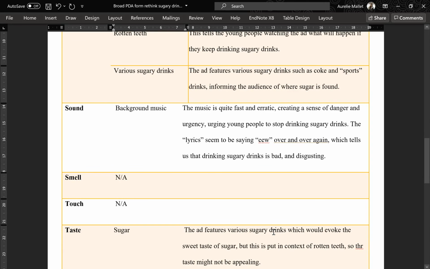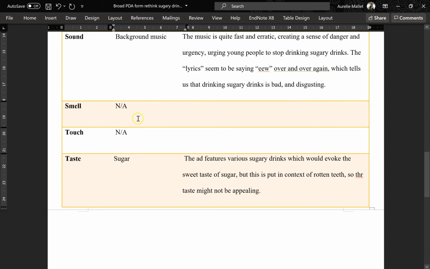And I don't know if I'd call them lyrics, but it seems to be saying "ew" over and over again, which again tells us that drinking sugary drinks is bad and disgusting. Don't really think smell or touch is being used here, but taste definitely.